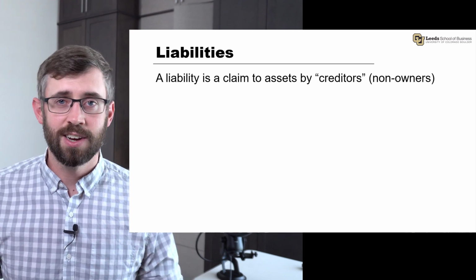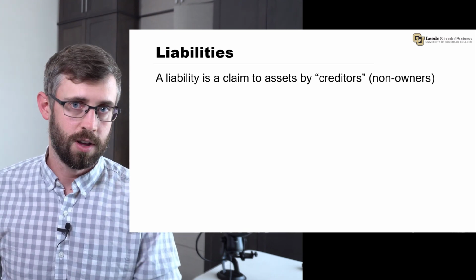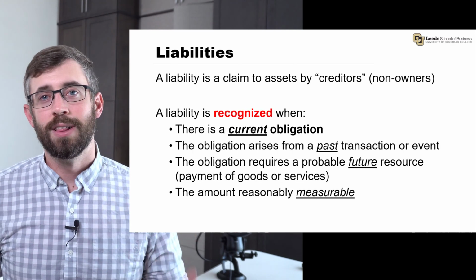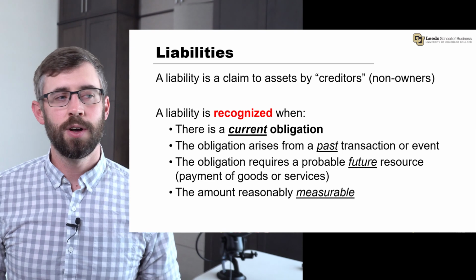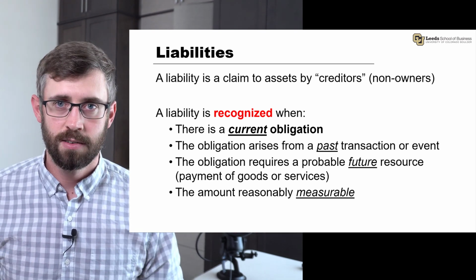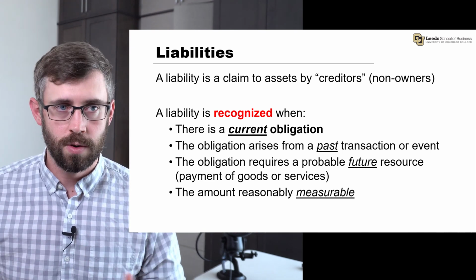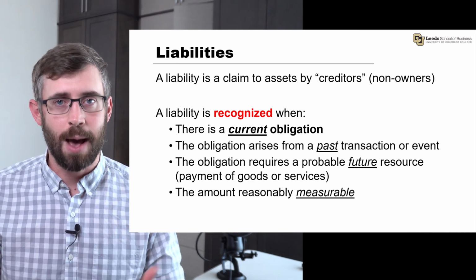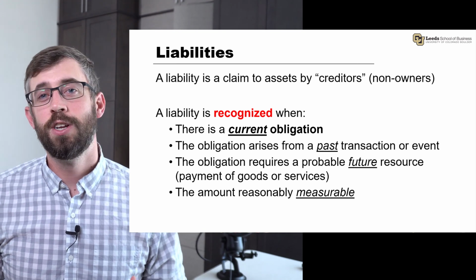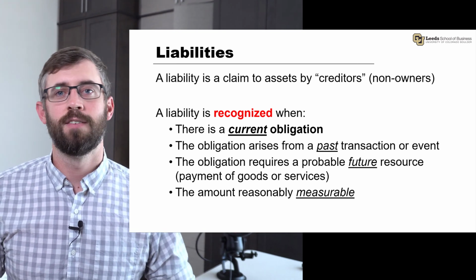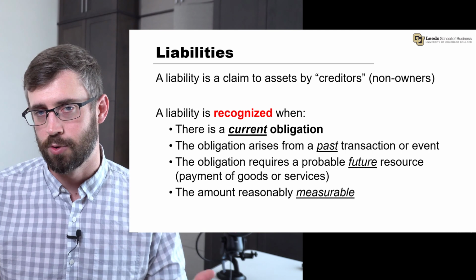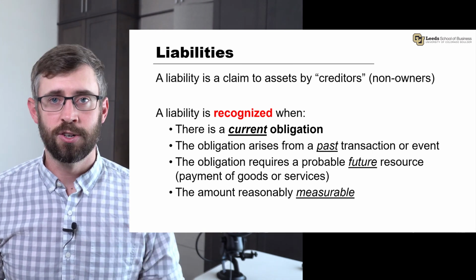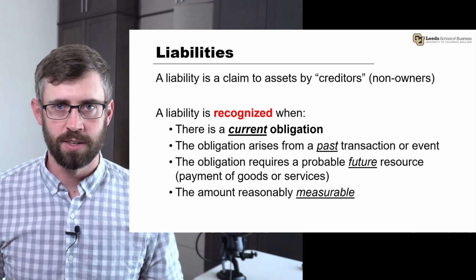Now, the key distinction here is that these creditors are not owners of the firm. So that's what separates liabilities from equity. Now, a liability is going to be recognized, put on the balance sheet, when there is a current obligation. So you do currently owe that money. The obligation arises from a past transaction, so something has happened to generate this liability. It's going to require the sacrifice of a future economic resource, so some sort of asset you'll have to use to get rid of this liability. And the liability is measurable. So it's a very similar definition to what we saw for assets.